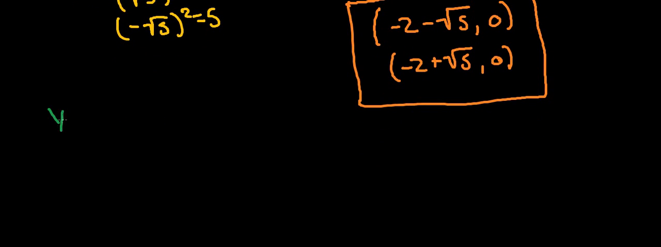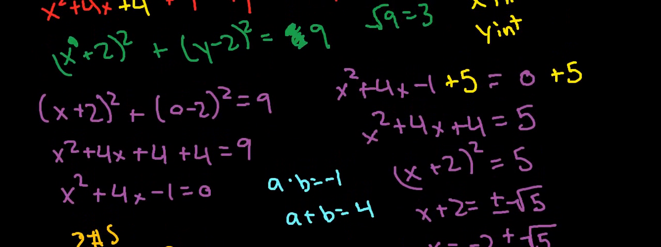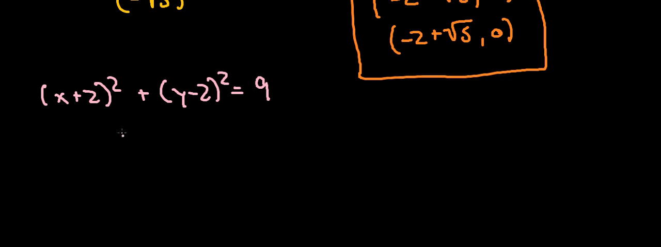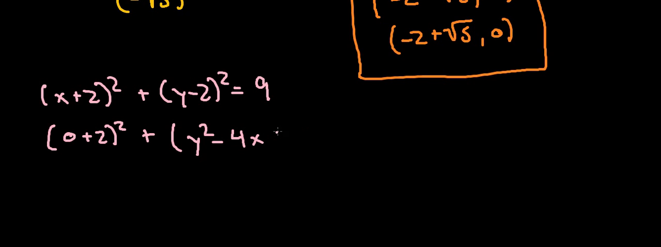So we had, let me rewrite the formula. Let me do a different color. So we had x plus 2 squared plus y minus 2 squared is equal to 9. And we're going to look for the y-intercept this time, so we need to make x equal to 0. So 0 plus 2 squared plus, and I'm going to FOIL this out, and this is going to give us y squared minus 4y plus 4 is equal to 9.